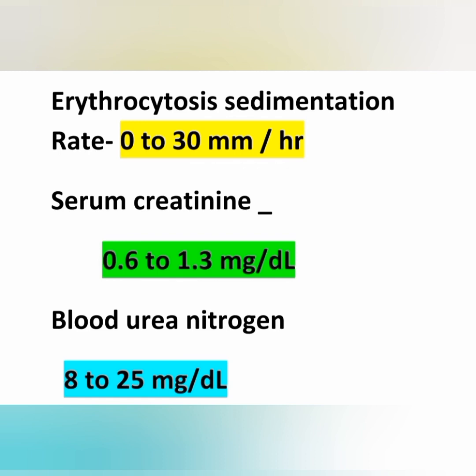And the next point, erythrocyte sedimentation rate, normal is 0 to 30 mm per hour. And serum creatinine normal is 0.6 to 1.3 milligrams per deciliter. And blood urea nitrogen normal values are 8 to 25 milligrams per deciliter.